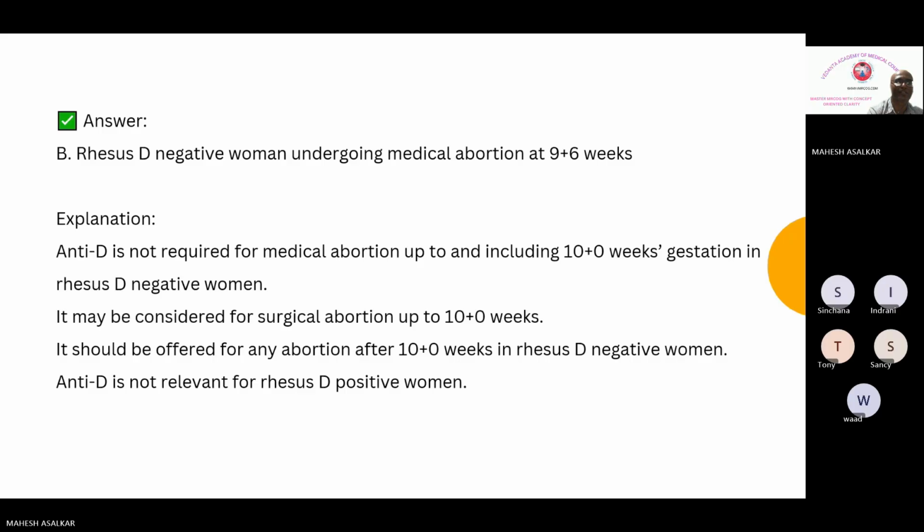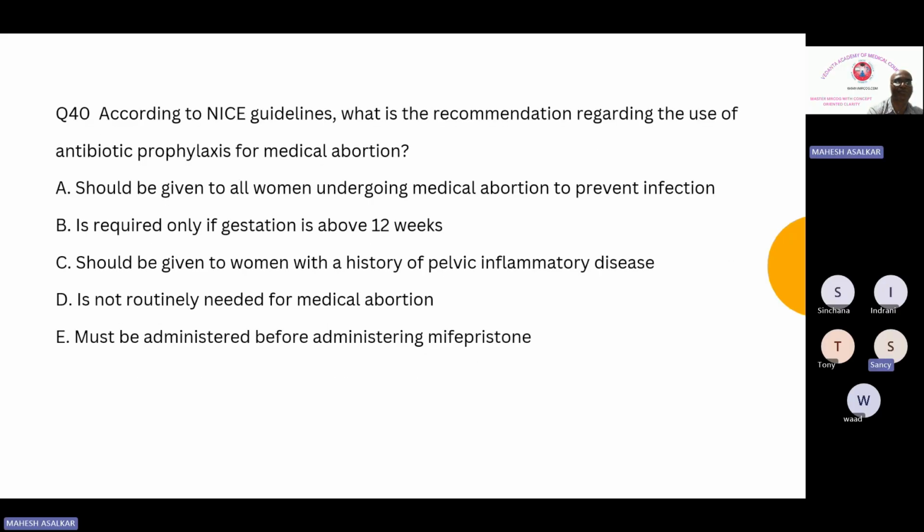Next, continue. According to NICE guideline, what is the recommendation regarding the use of antibiotic prophylaxis for medical abortion? Should be given to all women undergoing medical abortion to prevent infection? Is required only if gestation is above 12 weeks? Should be given to women with history of PID? Is not routinely needed for medical abortion? Must be administered before administering mifepristone. So option D, not routinely needed for medical abortion. Correct, correct.